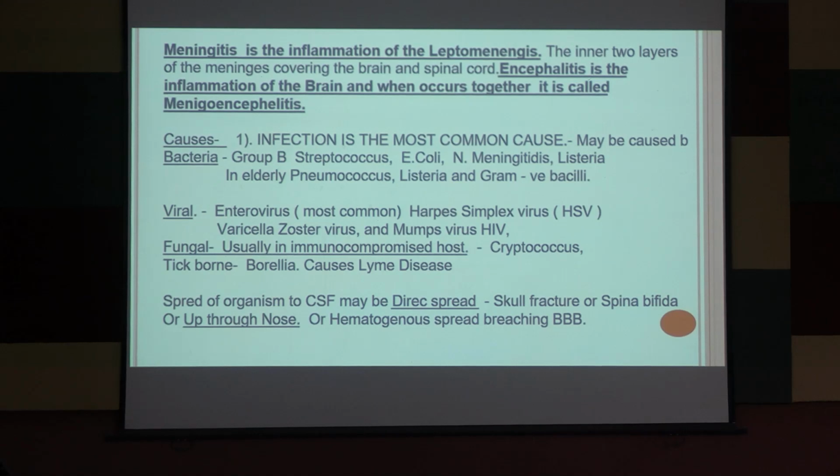What is encephalitis? Encephalitis is the infection of the brain parenchyma. And when they occur together, it is called meningoencephalitis. So this part is clear. When the infection is confined to the meninges only, we call it meningitis. When it spreads to the underlying parenchyma of the brain, we call it encephalitis. Together we call it meningoencephalitis.